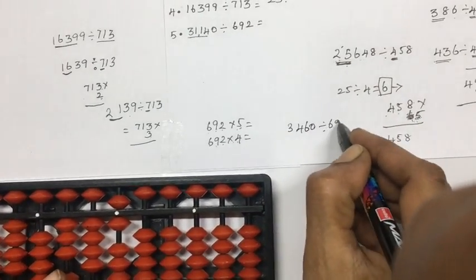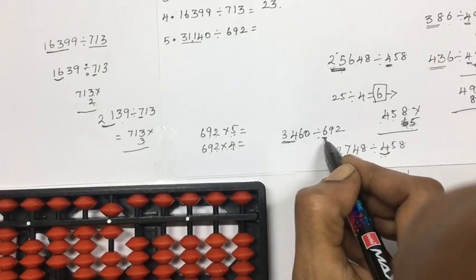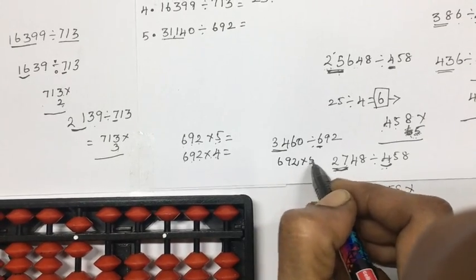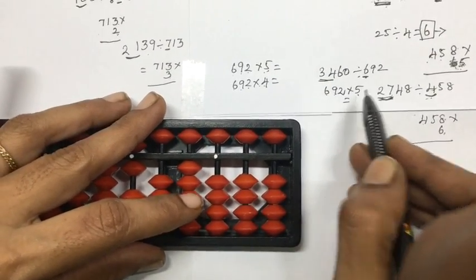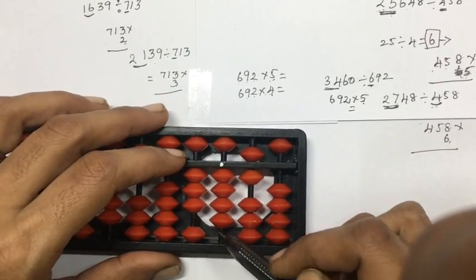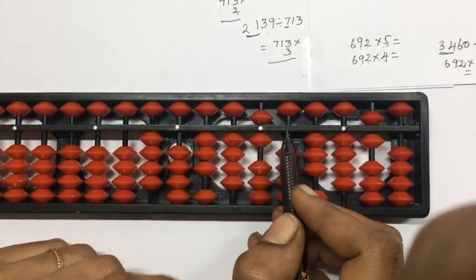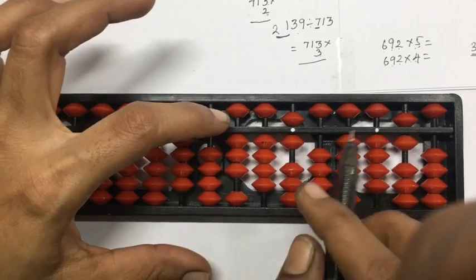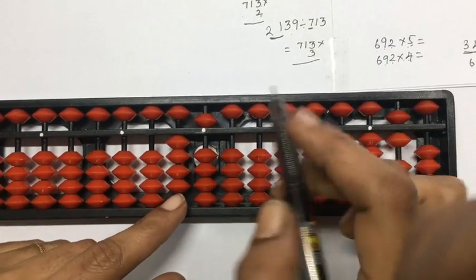3460 divided by 692. Divide 34 by the first number of the divisor. 34 by 6 will be 5. So 692 into 5 we should try. 6 5s are 30, 9 5s are 45, 2 5s are 10. Check the answer: 3460. From here, jump 3 rods. We have to set 5 here. Minus 3460. Our quotient is 45.